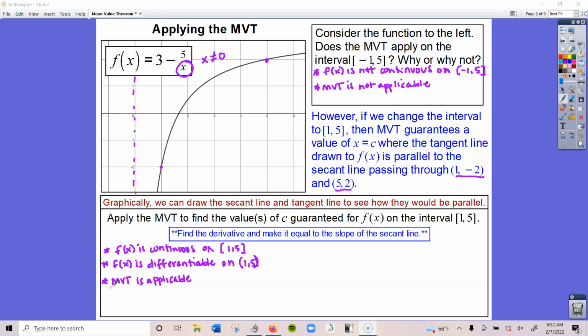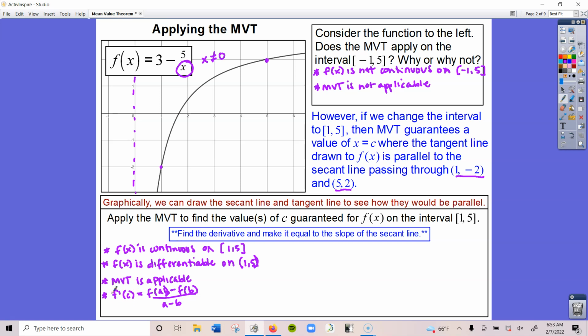What we do from here, if MVT is applicable, then this means that f prime of C is going to equal f of A minus f of B all over A minus B. Now you don't need to write this every single time. However, if you do find it helpful, then by all means. I'm writing this now just so that you can see what we're going to do.